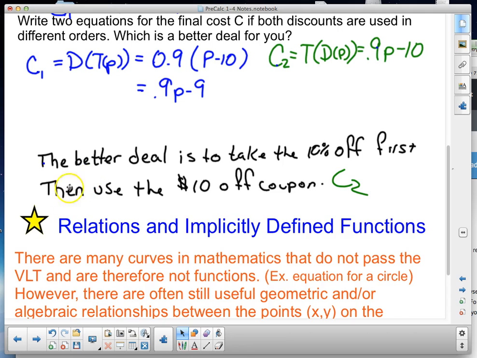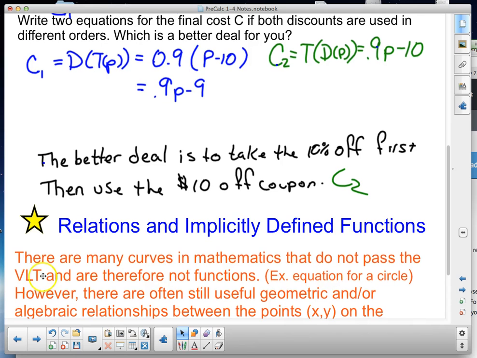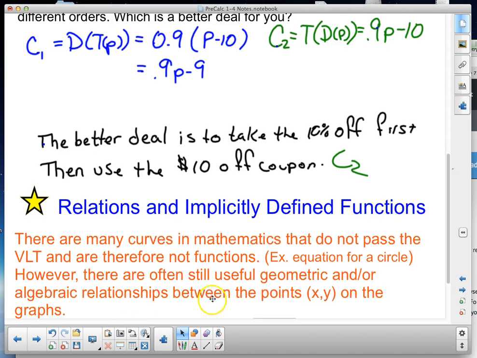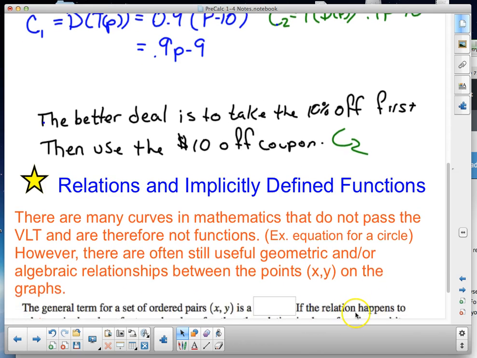Okay, so moving on. Relations and implicitly defined functions. There are many curves in mathematics that do not pass the vertical line test. That's what VLT is, vertical line test, and are therefore not functions. Equation of a circle is one of them. However, there are often still useful geometric and/or algebraic relationships between the point x, y on the graphs.